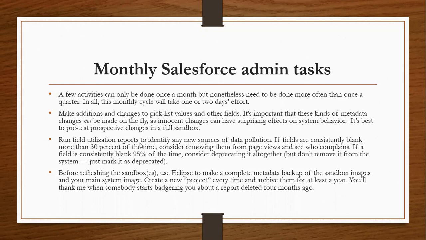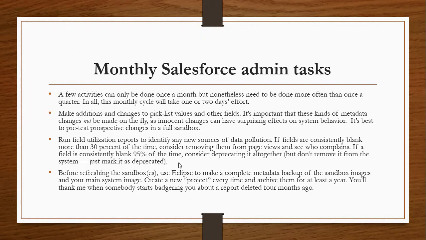Run a field utilization report and identify any new sources of data population. If a field is consistently blank more than 30% of the time, consider removing it from the page and view and see who complains. If it is consistently blank 95% of the time, consider replacing it altogether, but don't remove it from the system.